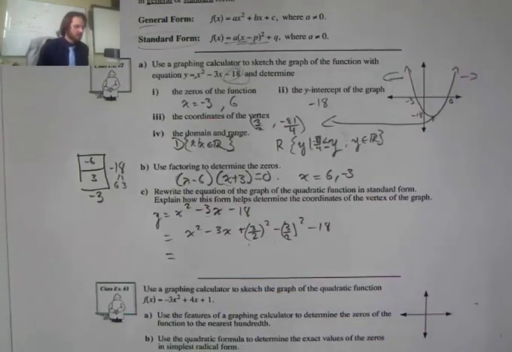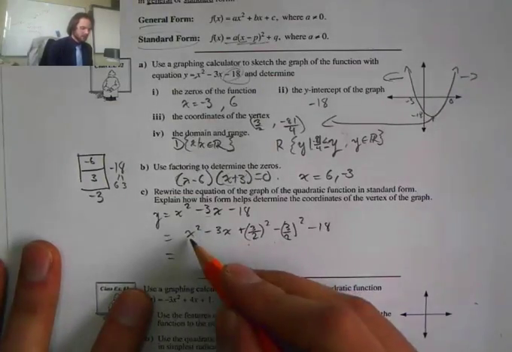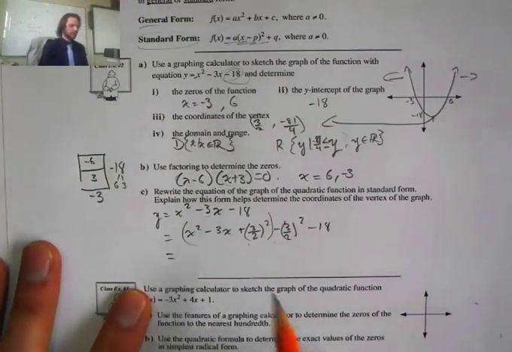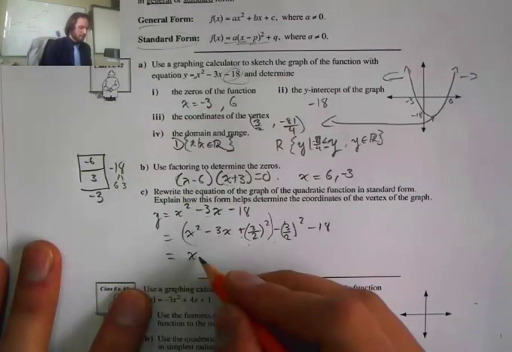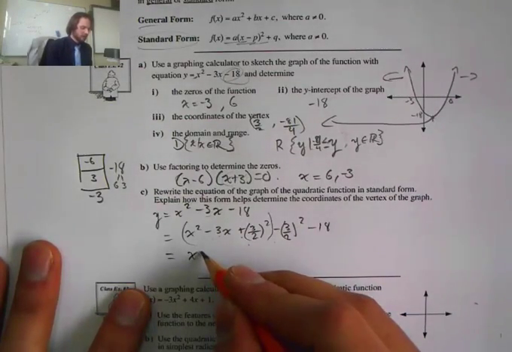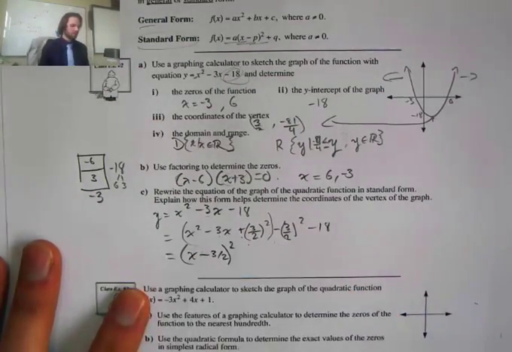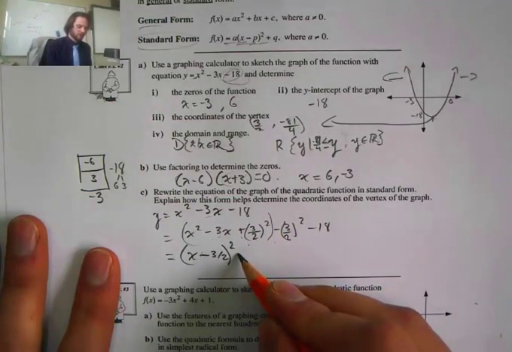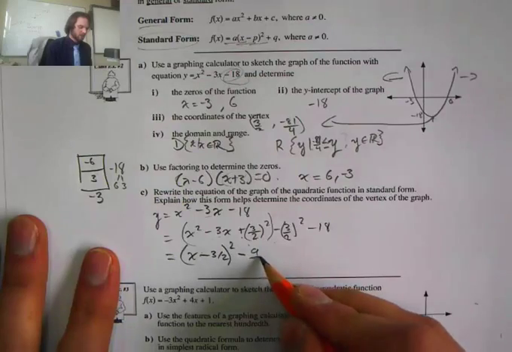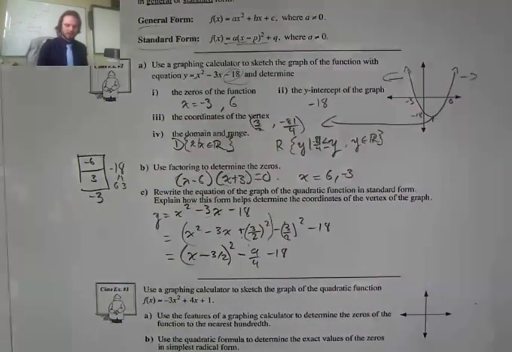Now, I look at this here. That's the same as 9 over 4. So now I look at this. This part here, if I put brackets on it, this is a perfect square. So I'm going to end up getting (x minus 3 over 2) squared is equal to, and then I have to subtract 9 over 4, subtract 18. Okay?